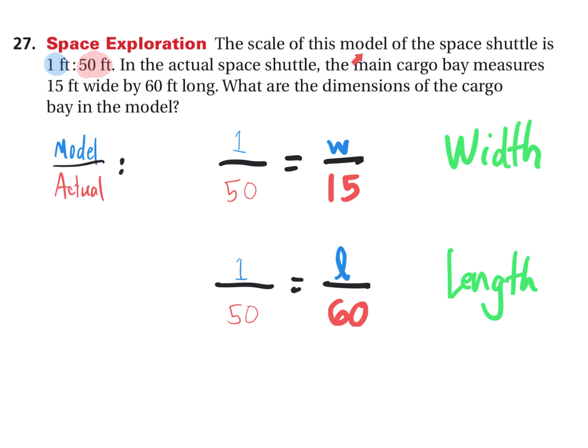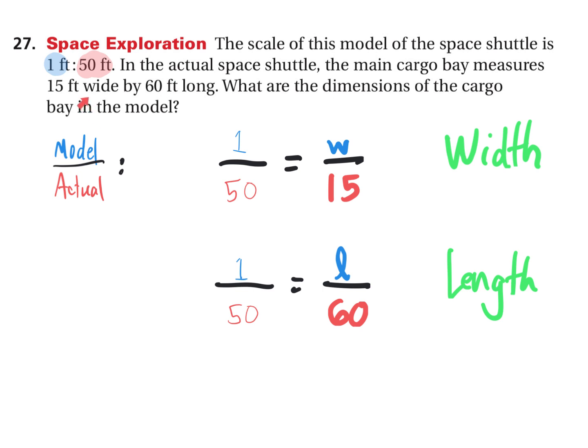All right, the scale of the model of the space shuttle is 1 to 50. That's small to big, so that 1 to 50 will be the model to the actual. To find the dimensions, width and length of the model, we're going to have to do them separately: a separate proportion for width and a separate proportion for length. Both of them, though, use the 1 to 50 ratio. So that was the ratio of model to actual.